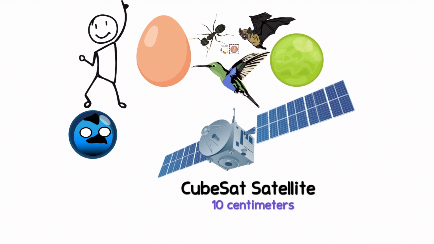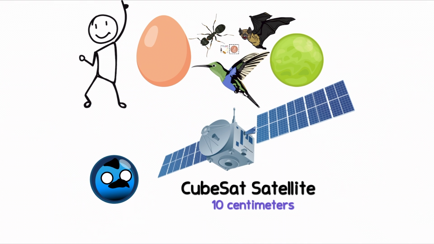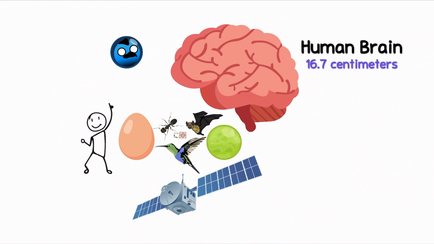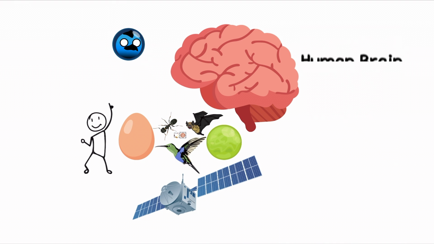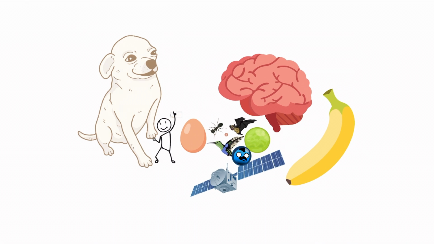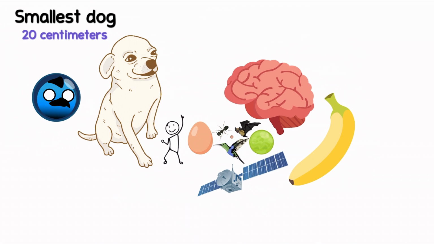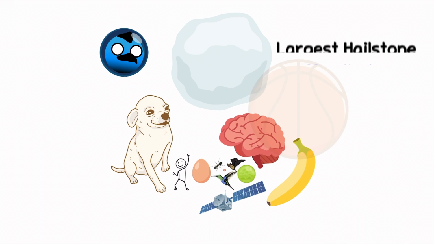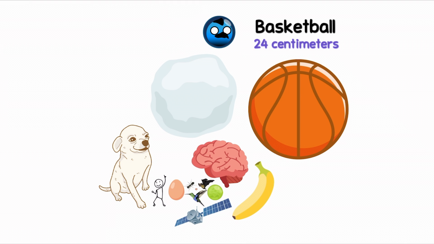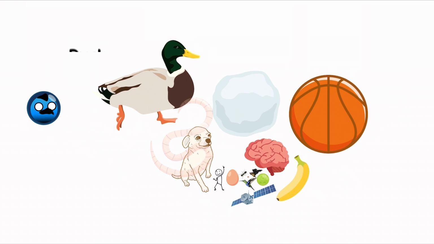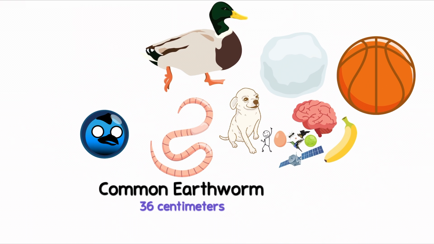CubeSat satellite, 10 centimeters, a small satellite used for scientific research. Human brain, 16.7 centimeters. Banana, 18 centimeters. Smallest dog, 20 centimeters, a Guinness World Record holder as the smallest Chihuahua. Largest hailstone, 20 centimeters. Basketball, 24 centimeters. Duck, 30 centimeters. Common earthworm, 36 centimeters.